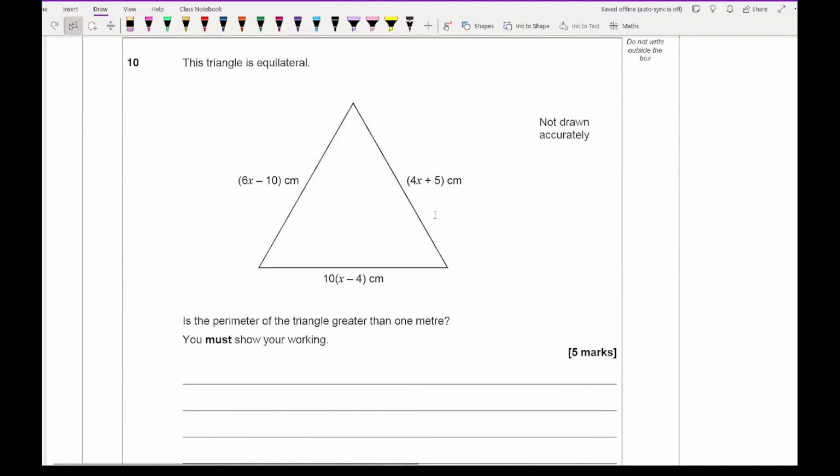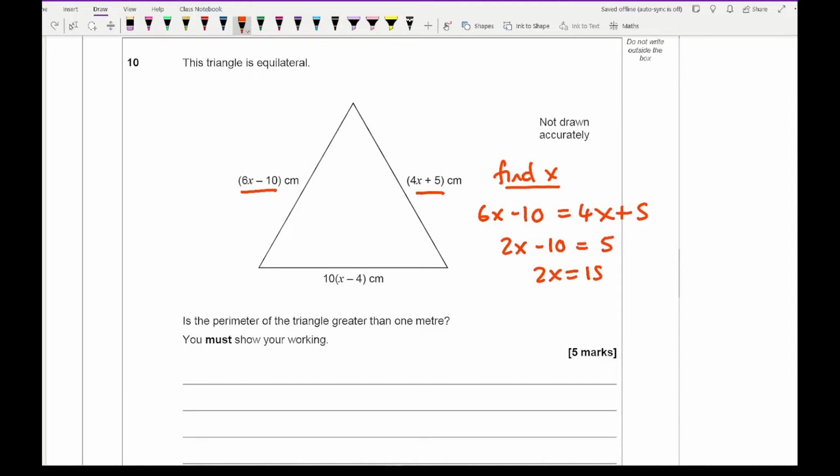So moving on to question 10, it says that triangle is an equilateral triangle. Is the perimeter of the triangle greater than 1 meter? So first things first, we need to find x. Now, if the triangle is equilateral, then this side is going to be the same as this side. So if I pick any 2 sides, I'm just going to go for those 2, so 2x plus 5 equal to 4x plus 5. I then get 2x minus 10 equals 5, so 2x equals 15, so x equals 7.5.